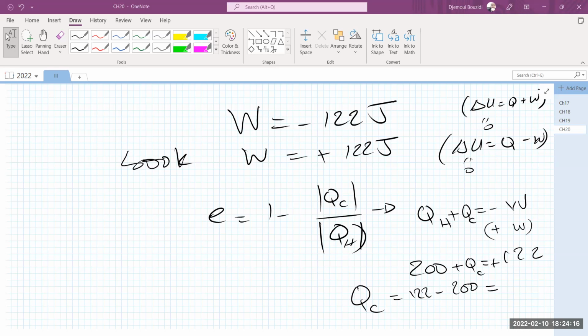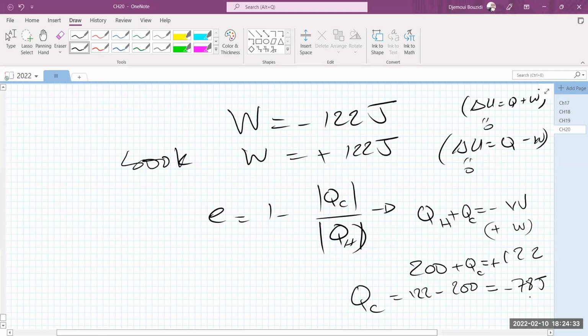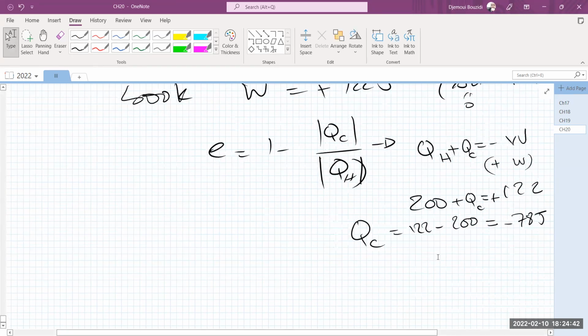Negative 78 joules. In both cases, it has to be negative, though. Whether the book or our convention must give us a negative value, because that's an energy lost. The same way, I'm taking that rationale to argue that the energy is lost in the form of work. So that is a negative 122. Okay. Does this part of the problem sound reasonable to you guys?